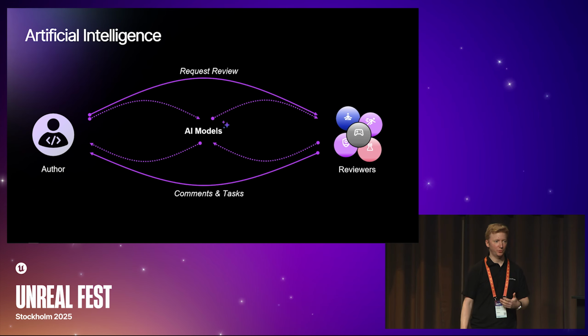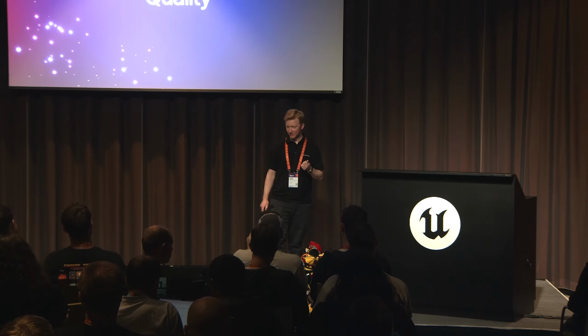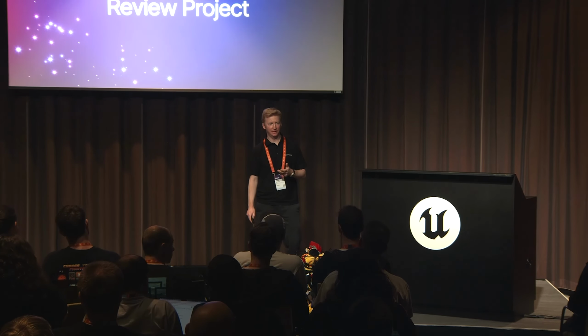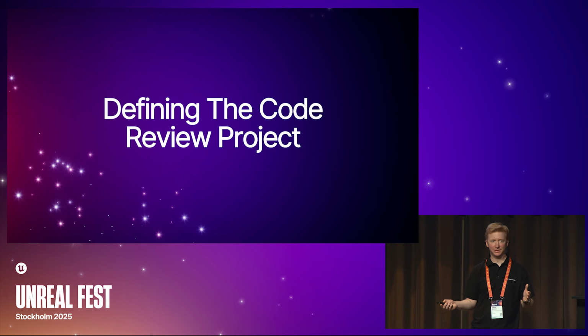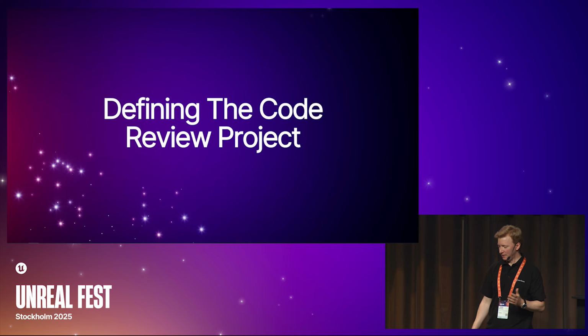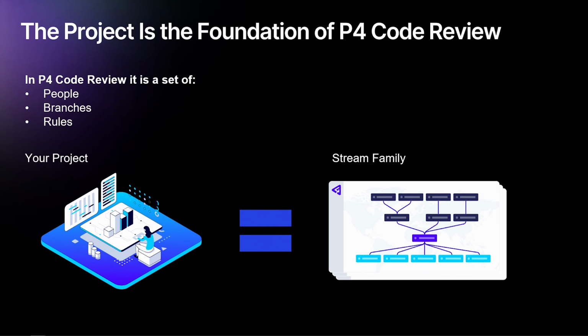All right. Next up, let's talk about maybe the most important part of code review, the quality. And I think the first thing you should really think about with how you're using P4 code review is how do you define your project. So that's really the foundational step of what you have in code review. In P4 code review, it's really just a set of branches that you define as a project, and then you tie that to some rules and some people.